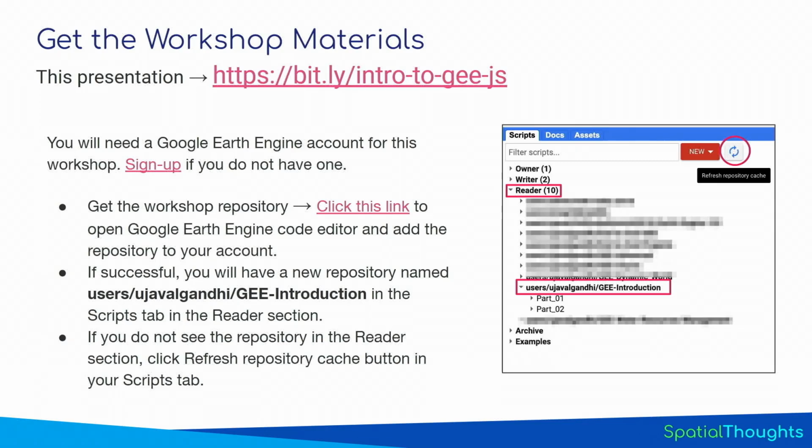If you do not have an Earth Engine account, you can sign up now. I have instructions here. If you need help with signing up, please let us know. We'll go and help you set up. If you already have an account, make sure you come to this slide deck here and click this link. Once you click this link, it should open up the code editor, and you should see under your Readers tab a repository that says Users Ujaval Gandhi G Introduction. And once you see this, we are ready to start. Right? So I'll give you a few minutes to get this set up. And if anybody needs help getting to this point, please raise your hands. We'll come around and help you. Okay.